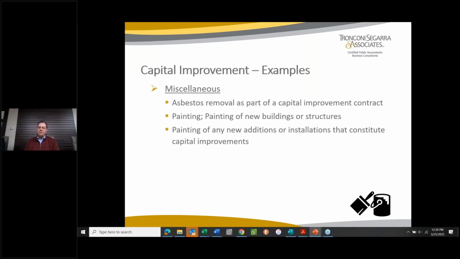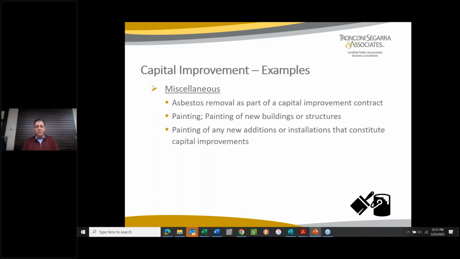And then finally, just some miscellaneous items: asbestos removal. If you have an old building that you're updating, remodeling, or restoring, just removing asbestos alone is going to be taxable repair and maintenance. It has to be part of a bigger capital improvement project. If the end result is a capital improvement, then that asbestos removal will not be taxable.